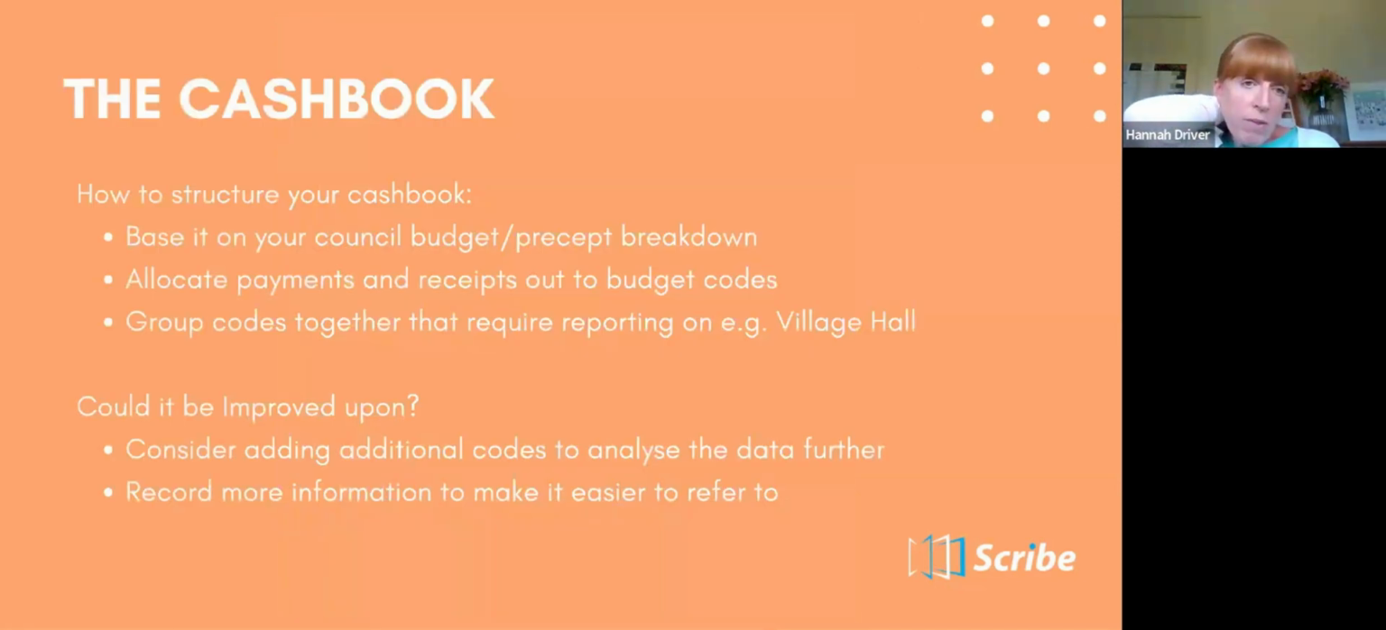And then in terms of the actual cash book, and how you're going to structure it, we've talked about how important it is to regularly update it, get all that information in. As it says there, again reasonably self-explanatory potentially, base it on your council budget or your precept breakdown. Now, we see quite often that a council will come along to Scribe and they'll have a really lovely budget sheet, broken down into their budget lines or budget codes with budget amounts against them. But then they've got a cash book that bears no resemblance to that budget. So being able to say what have we spent against this budget line is actually really, really hard.